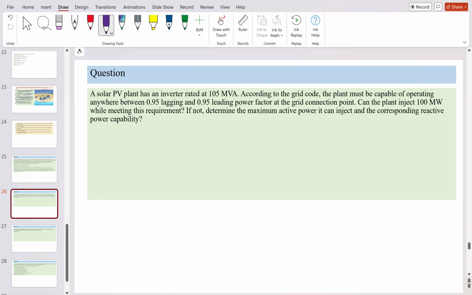Okay, let me give the solution for this. So you have a solar PV plant. It has an inverter rated at 150 MVA. According to the grid code, the plant must be capable of operating anywhere between 0.95 lag to 0.95 lead.